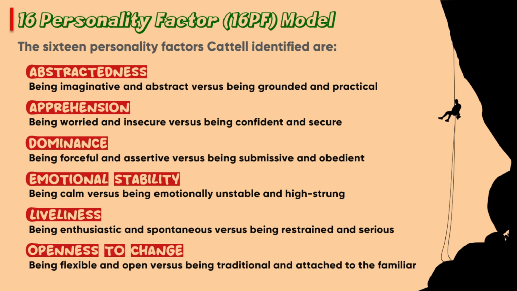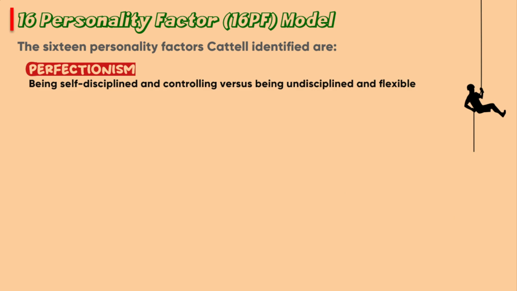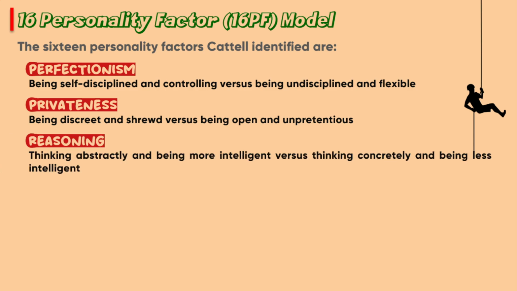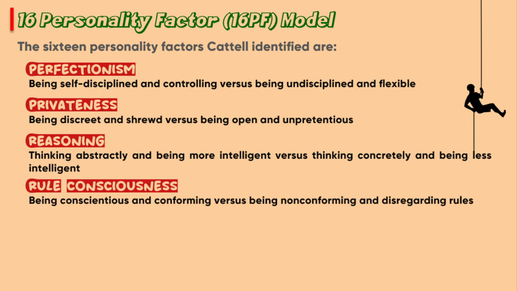Openness to change, that is being flexible and open versus being traditional and attached to the familiar. Perfectionism, that is being self-disciplined and controlling versus being undisciplined and flexible. Privateness, that is being discreet and shrewd versus being open and unpretentious. Reasoning, that is thinking abstractly and being more intelligent versus thinking concretely and being less intelligent. Rule consciousness, that is being conscientious and conforming versus being non-conforming and disregarding rules.